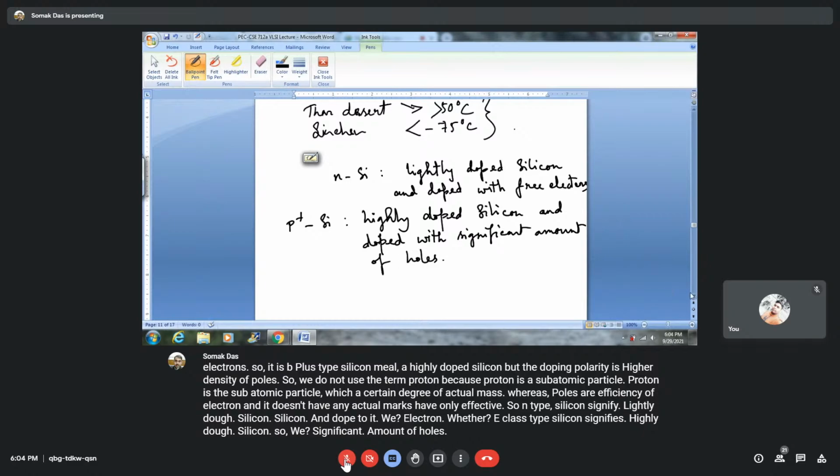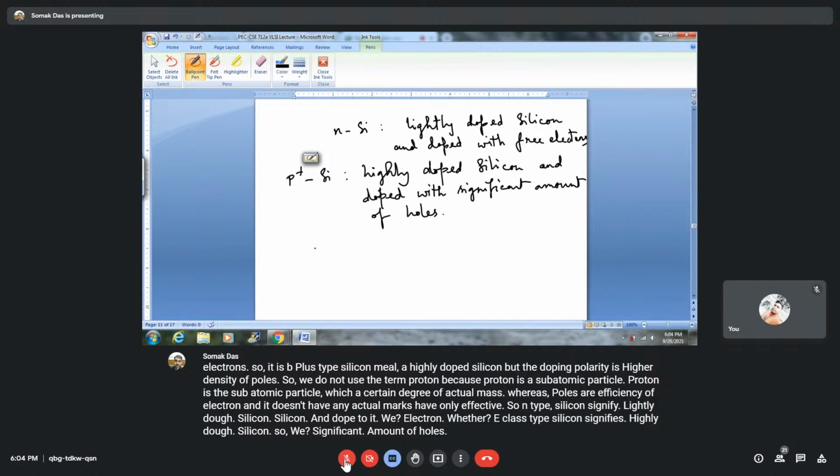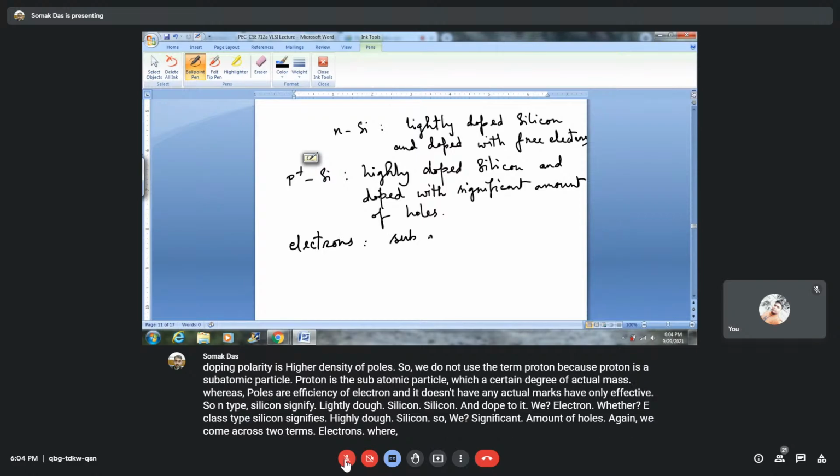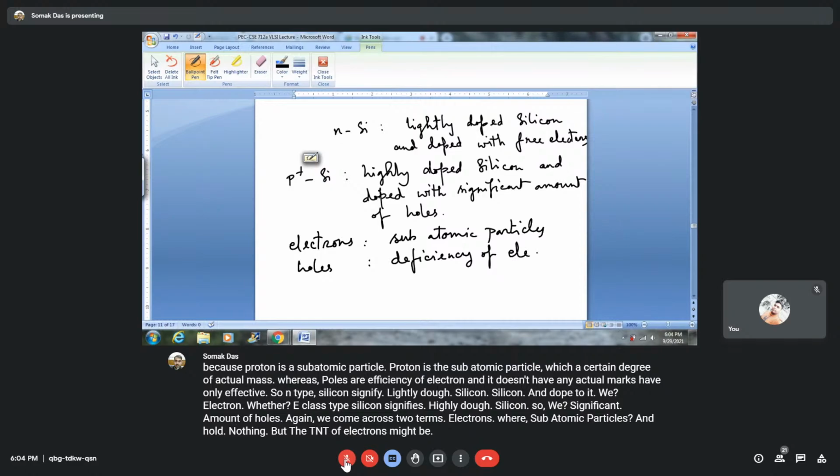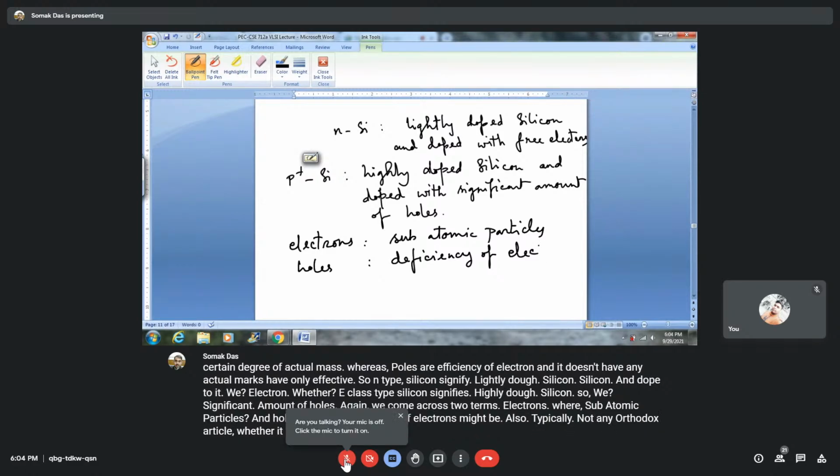Again, we come across two terms. Electrons, they are subatomic particles. And holes, nothing but a deficiency of electrons, mind it. Holes are typically not any orthodox particle, rather it is a deficiency of electrons.